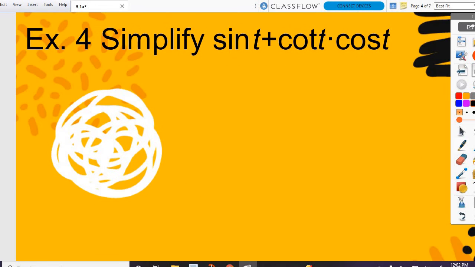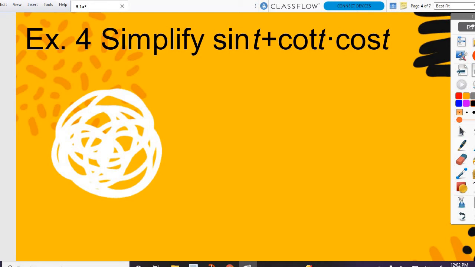Alright, let's look at another one. What do we notice about this one? We have 3 trig functions again, but what's different? Last time we did have a squared. Right now we don't have a squared, which means we can't use our Pythagorean identity as it is.